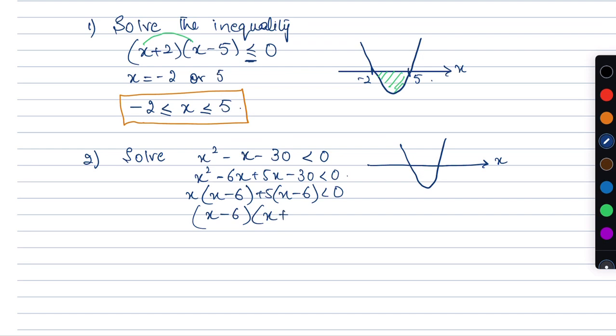So that I can say that it is (x minus 6)(x plus 5) to be less than 0, and the two x-intercepts that I have here are 6 and minus 5. The roots of the equation are negative 5 and 6. We are talking about the inequality which is less than 0, and for this to be less than 0, I need to make sure that the region lies below the x-axis. Therefore, the set of values of x conforming to the inequality is negative 5 less than or equal to x less than or equal to 6.